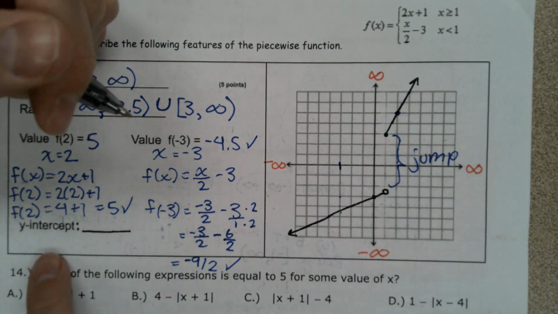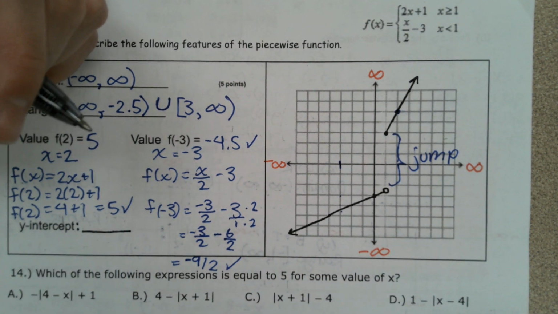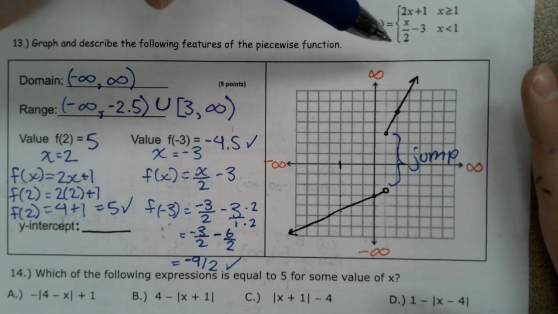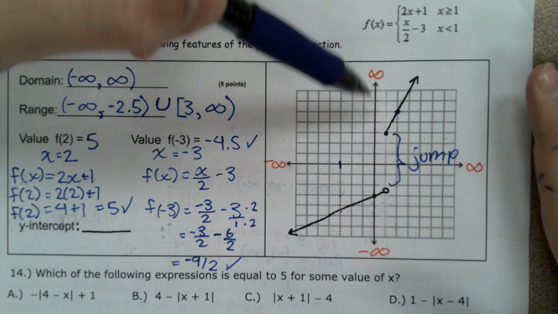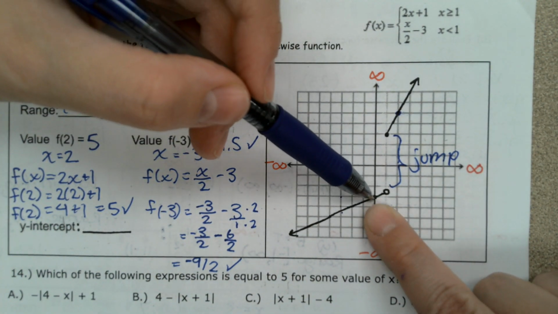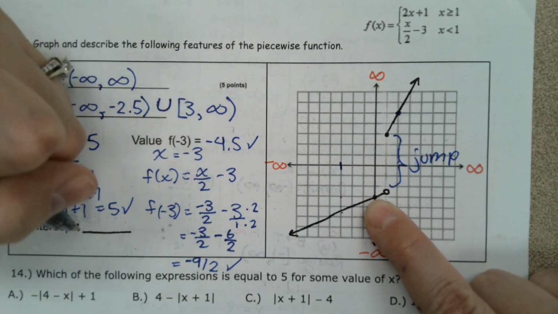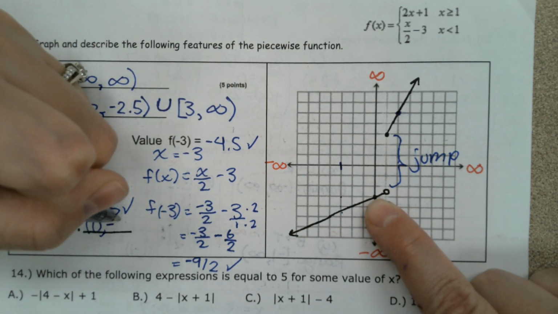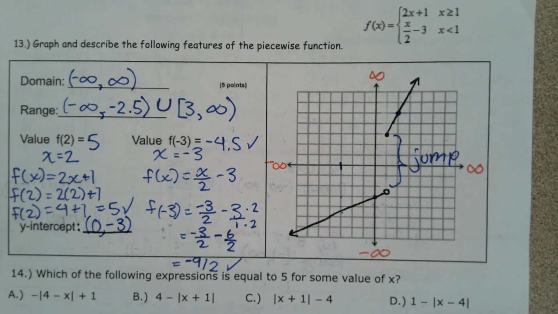Can't forget about the y-intercept, almost missed it. Y-intercept, where it crosses the y-axis, look up and down this y-axis, and we notice a point right here. That is at negative 3 on the y-axis. So our point is 0, negative 3.